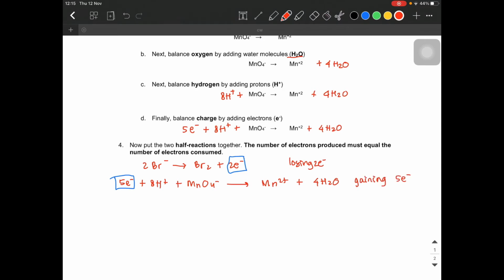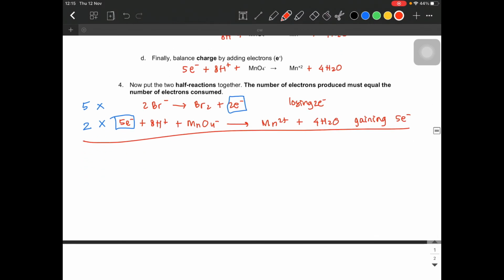Okay, so how do we balance the number of transferred electrons in a redox reaction? We just need to multiply by 5 for the first equation and by 2 for the second equation. So the overall reaction will be: the reactants at the left-hand side will still be at the left of the arrow, while the products at the right-hand side will still be at the right.